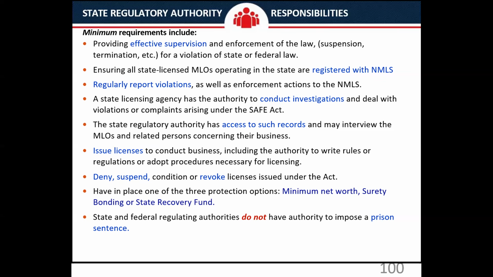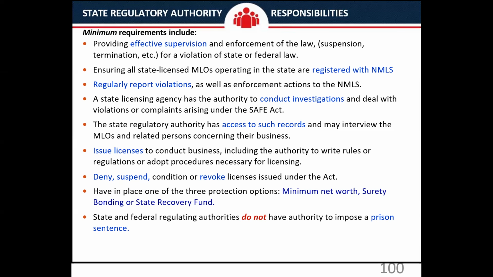They can have in place one of the 3 protections under the SAFE Act. We're still talking about these UST components, additional things that you have to know for the test. They have to have minimum net worth, a surety bond, or a state recovery fund. If some of you were involved in this maybe a year or so ago, they used to call this part of the test the DVO. This is now information that comes under DFPI. All of this state regulatory authority responsibility has now shifted for California. DFPI, the Department of Financial Protection and Innovation.